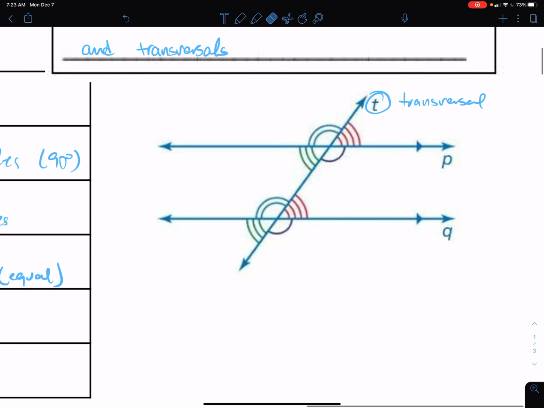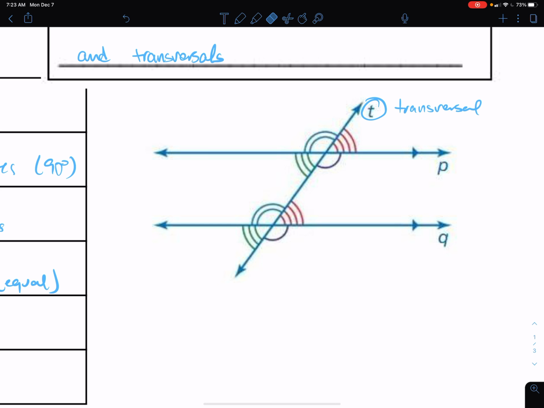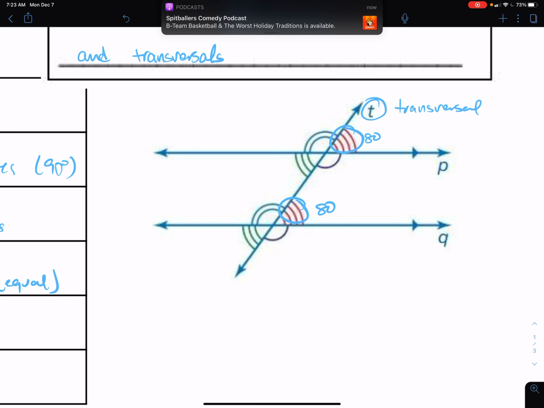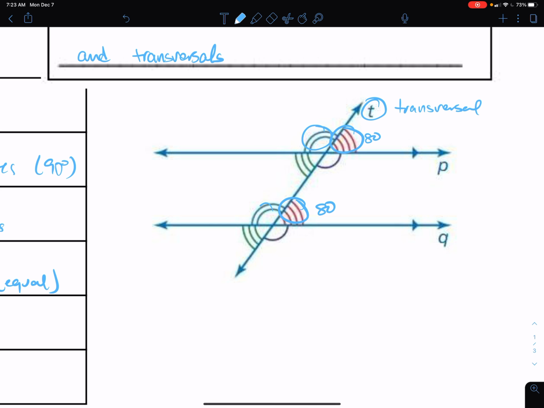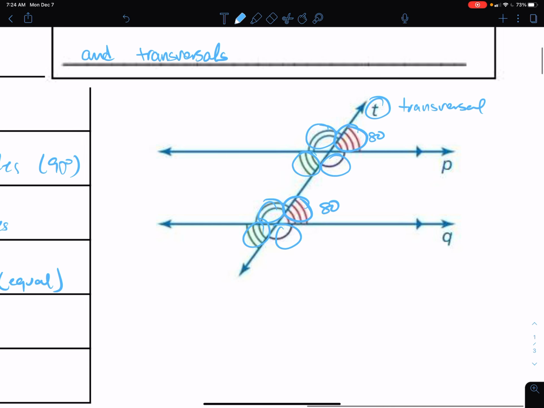So for example, take a look here. You see how, let's say this is roughly 80 degrees. Then a corresponding angle to this other line, line Q, with this red one, both of these are equal to each other. They are congruent. That means these two would be congruent, these two would be congruent, and these two would also be congruent.